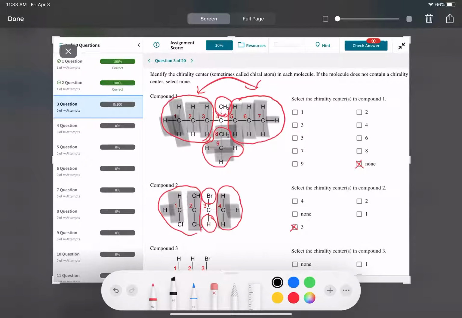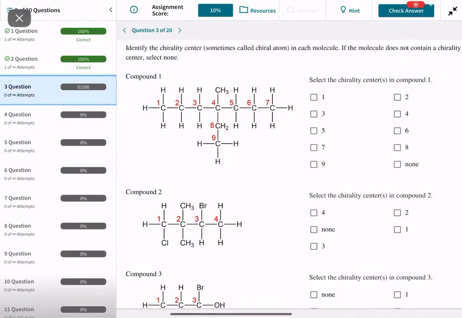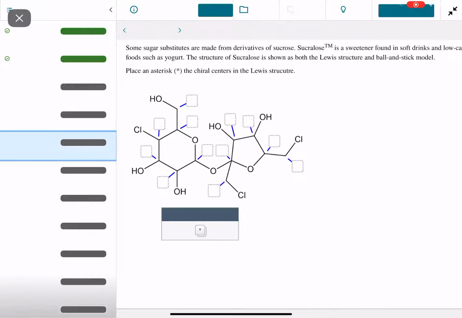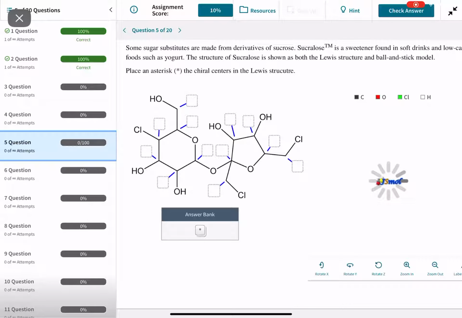So use that strategy for this question. Question number 4 is very similar. It's just asking you to analyze each of the carbons that it's pointing at. And if you think that the carbon is a chirality center, you're just going to drag one of these little stars. And that's wrong because that carbon has 3 hydrogens on it. It's not a chirality center. But that's how you're going to mark a carbon that you think is a chirality center. Question number 5 is exactly the same.